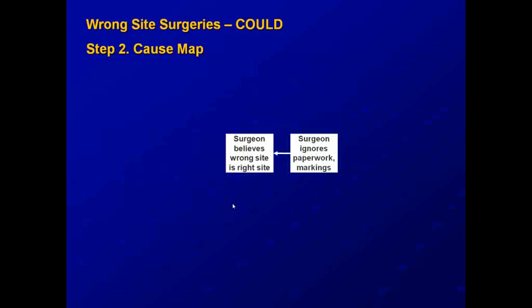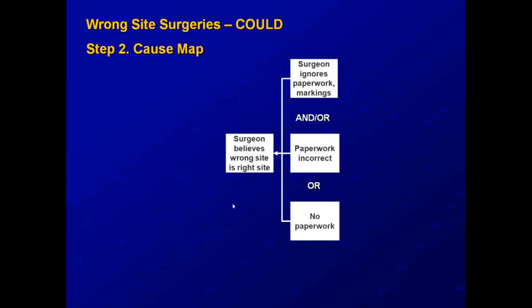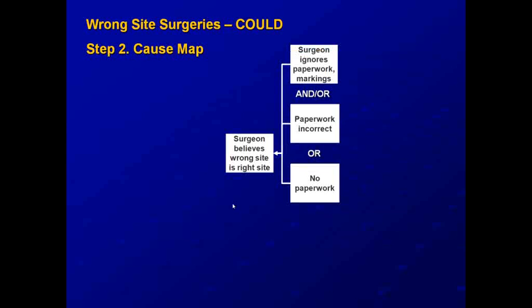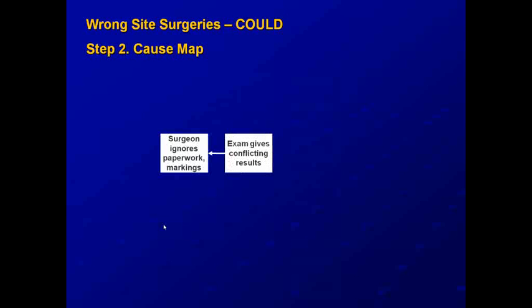This may occur if the surgeon ignores paperwork and markings, if the paperwork is incorrect, or if there's no paperwork, or if the surgeon is unable to determine the site from the markings, or if the wrong site is marked. Let's look at why a surgeon would ignore paperwork or markings.